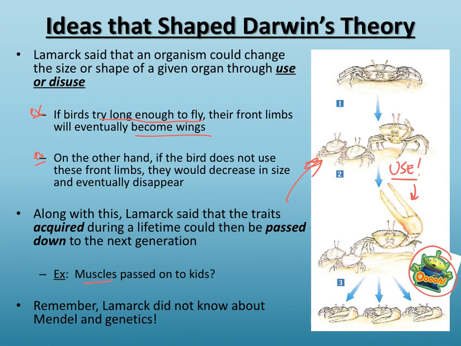But then he would suggest that that claw that he had grown larger because of use would pass on to all of his offspring, and all of them would get the big giant claw. Now, again, I don't think you guys would believe that if I worked out a lot more and had big muscles, my kids would inherit those big muscles from me.